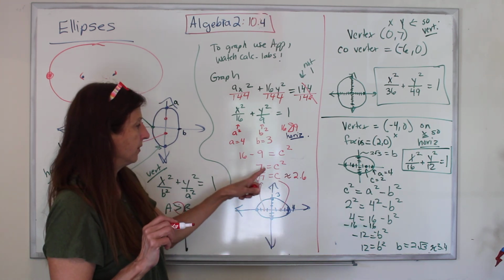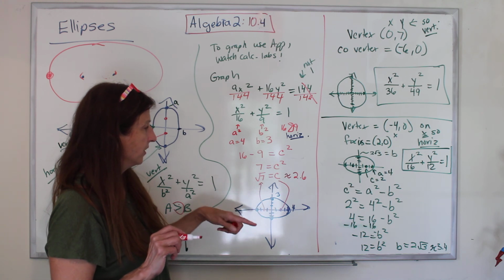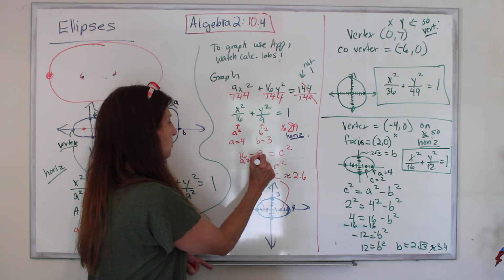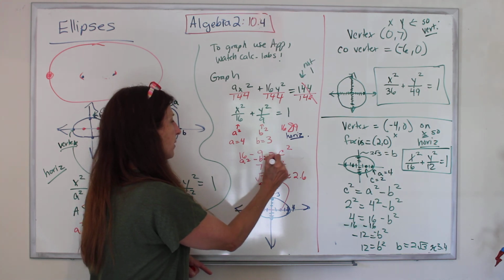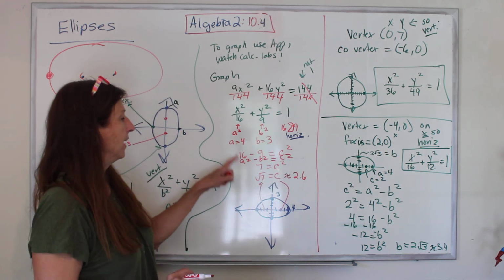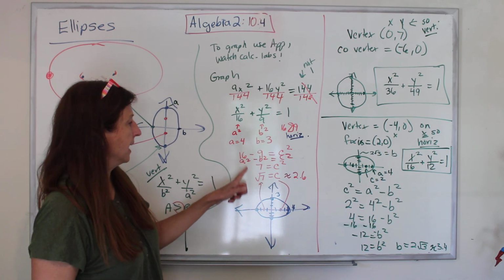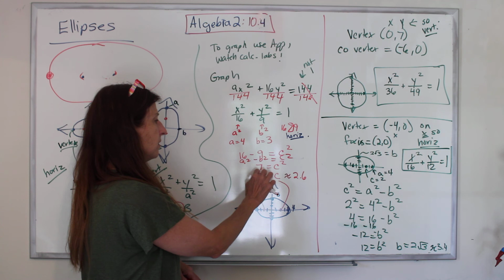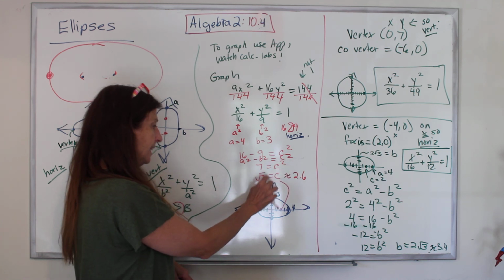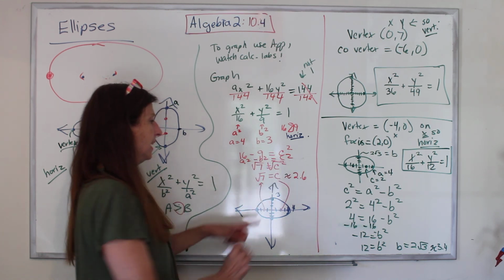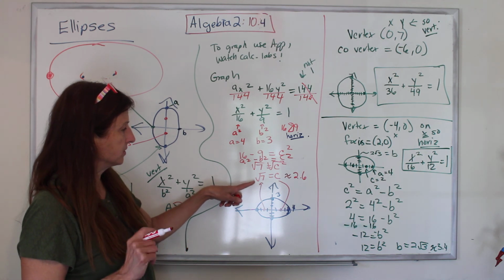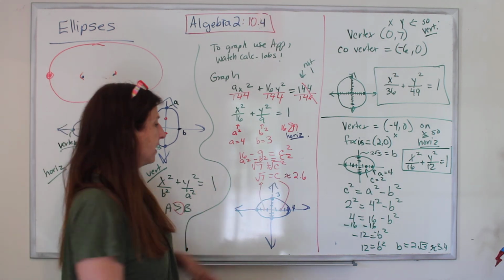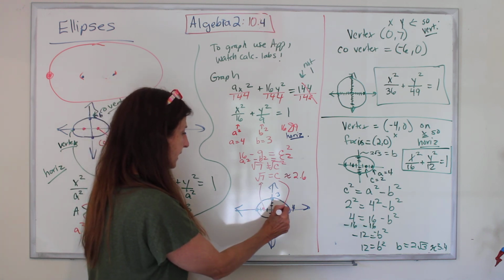And then if we want to put the focus points in also, then we can solve for it using a squared minus b squared equals c squared. So a squared is 16, b squared is 9, 16 minus 9 is 7. We don't want c squared, we want c, so we do the square root of both sides, and c is the square root of 7. Nobody knows what that is, so you do it on your calculator and it's about 2.6.